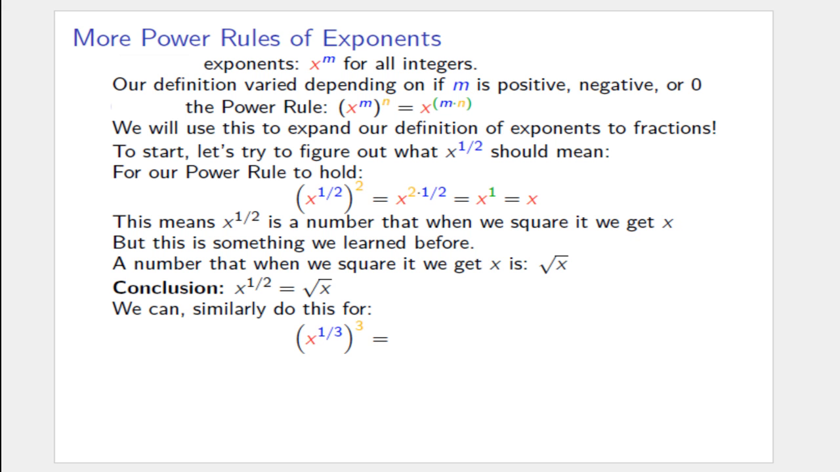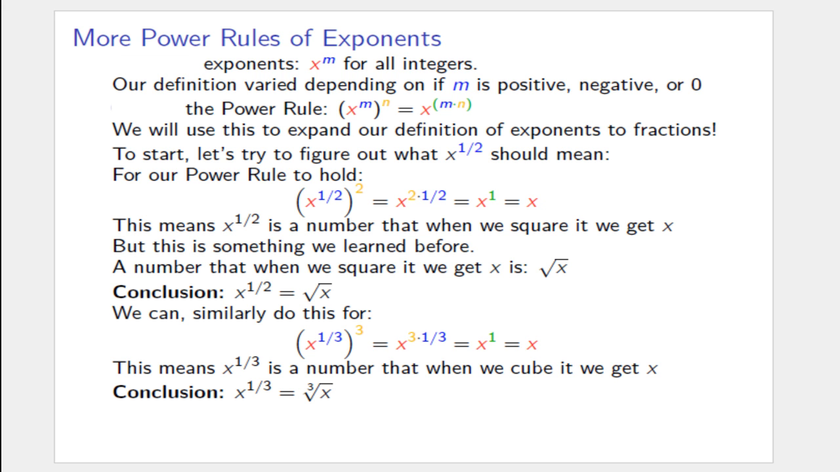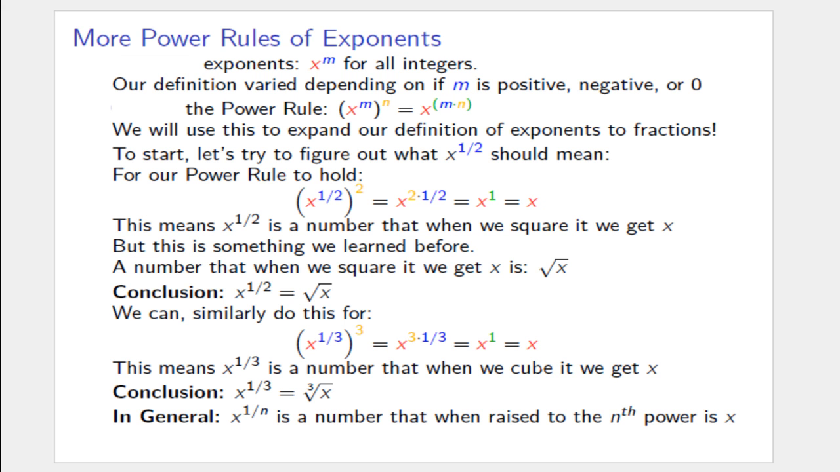We can similarly do this for x to the 1/3, which when we raise to the 3rd power is going to be x to the 3 times 1/3, which again is x to the 1, which is x. This means that x to the 1/3 is a number that when we cube it, we get x. So similarly, we can conclude that x to the 1/3 is the cube root of x. And in general, x to the 1/n is a number that when we raise it to the nth power, we get x. In other words, for any integer n, x to the 1/n is the nth root of x.